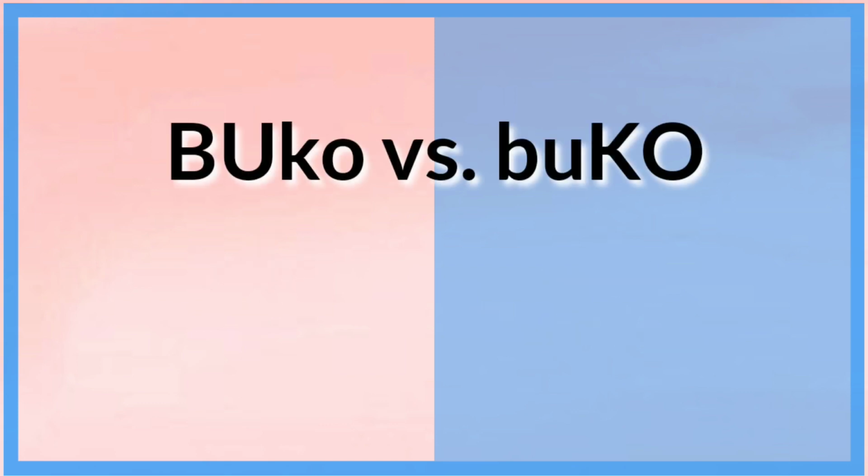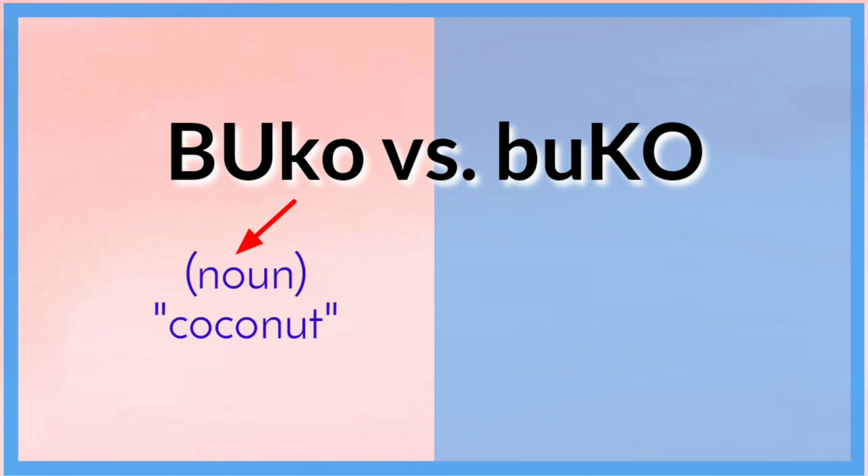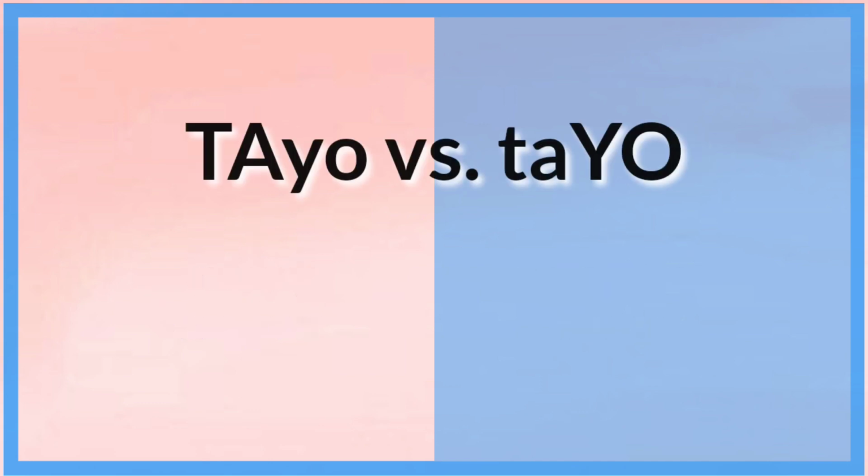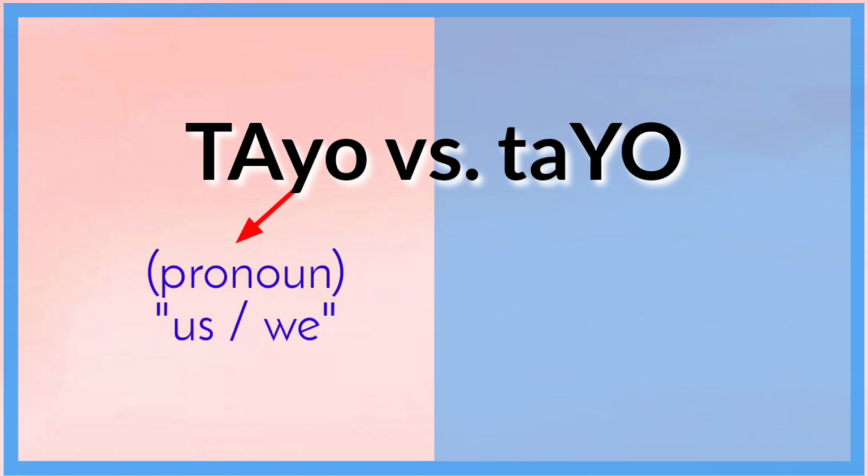Buko versus buko. Buko is a noun called coconut. Buko is an adjective, means overt. Tayo versus tayo. Tayo is a pronoun, means us or we, while tayo is a verb, means stand.